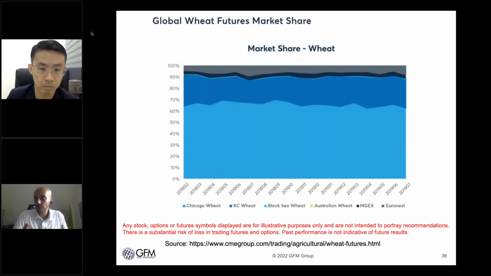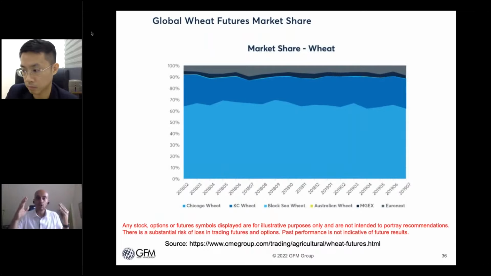Now, earlier I was mentioning some of the different ones you could trade. Here is a market share chart. Why am I talking about Chicago? Well, it's just by far the most heavily traded and the most liquid one. About 60% of the global wheat futures volume is the Chicago contract, and that's followed by the Kansas contract. So Chicago and Kansas together are about 90% of global wheat futures volume.